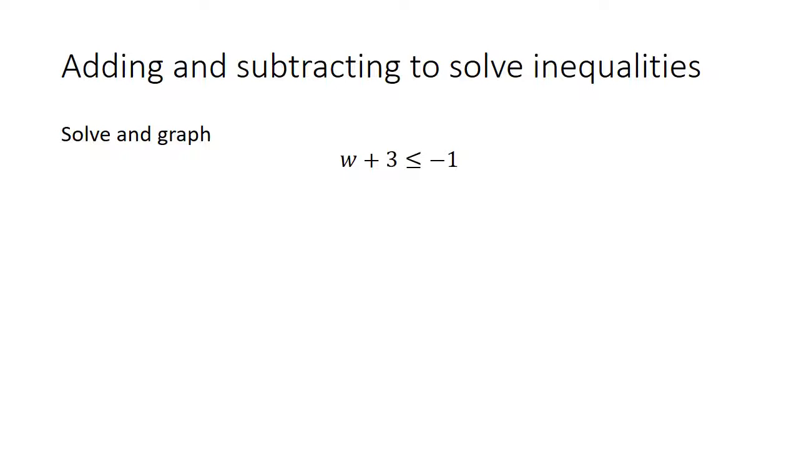So let's say we have w plus 3 is less than or equal to negative 1. To get our w all alone, we're going to need to subtract 3 from each side. So minus 3 and minus 3. Our w is going to be less than or equal to negative 1 minus 3, both negative numbers, so we're going to need to add them. 1 and 3 is 4. Both of them are negative, so it's going to be negative. So our w is going to be less than or equal to negative 4.